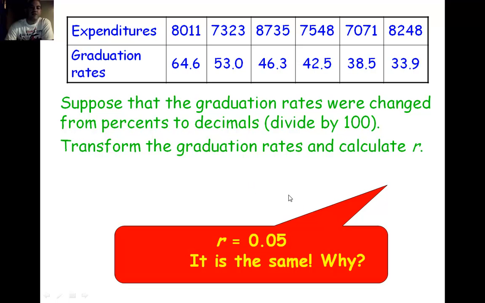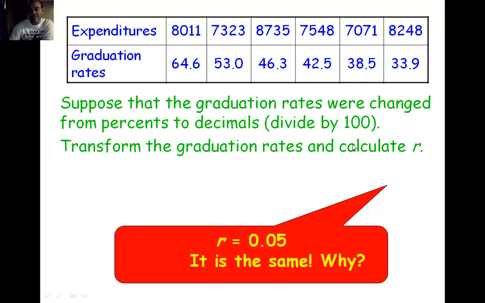Now we ask the question, and I got ahead of myself on the screen here, but here's the same data set, and suppose that the graduation rates were changed from percents to decimals by dividing by 100. So we basically transformed these to decimals. What effect would that have? And then we see that it had no effect. The R value is still the same. So this demonstrates a property that when you do linear transformations on data, it doesn't affect R. R stays the same.